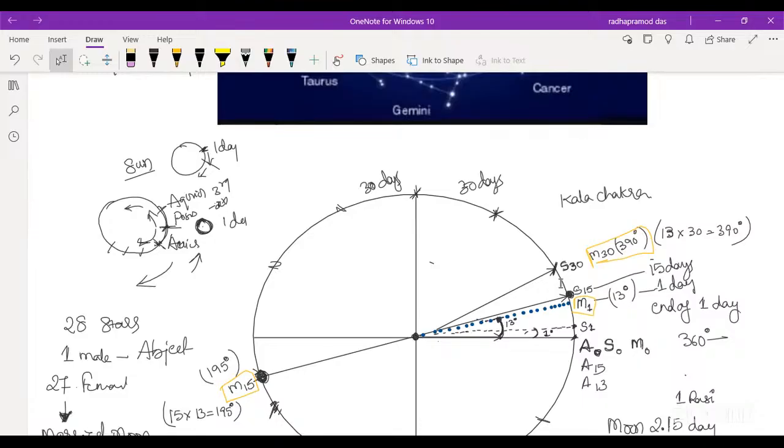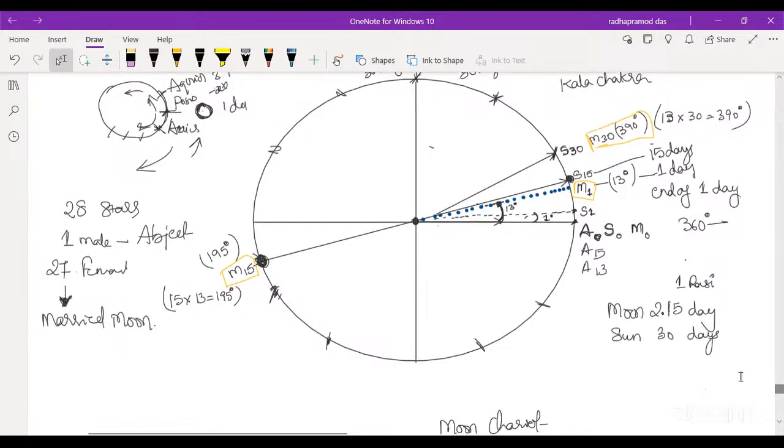And you said, Prabhuji, the moon stays in one star for 2.5 days, right, Prabhuji? Actually, this is correct. I forgot to explain this.